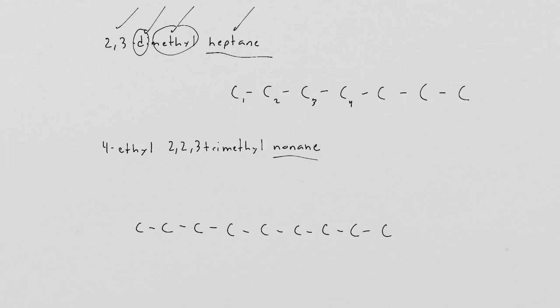One of them's on the second carbon and one of them's on the third. So I'm going to draw a C here and a C here. I can put all my dashes with all the H's on them later if I need to for an exam question, right? And put all the dashes in. That's 2,3-dimethylheptane. Let's say I have to make this one 4-ethyl-2,2,3-trimethylnonane. All right, I'm going to number it again.